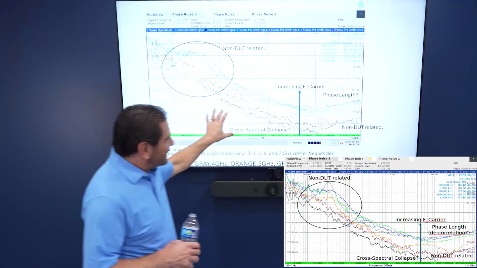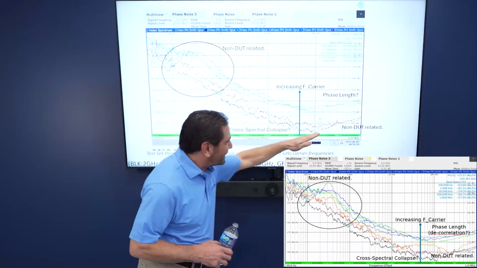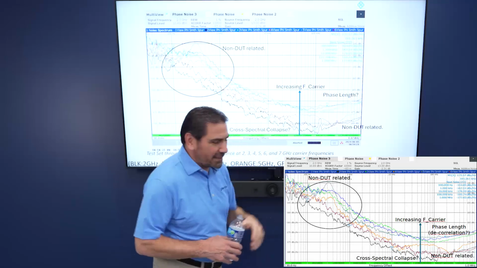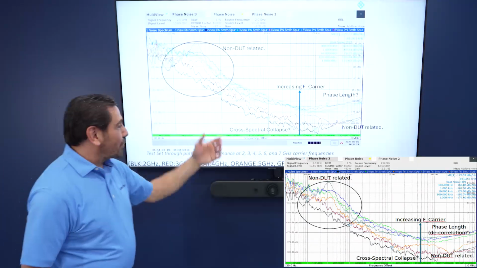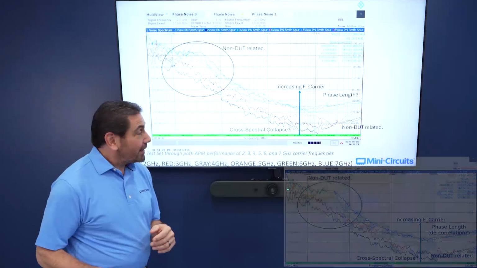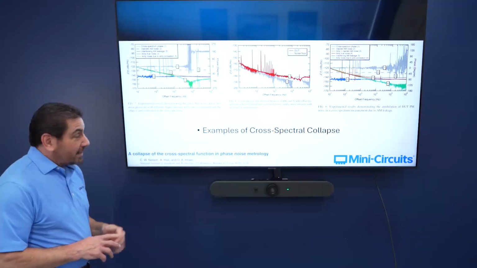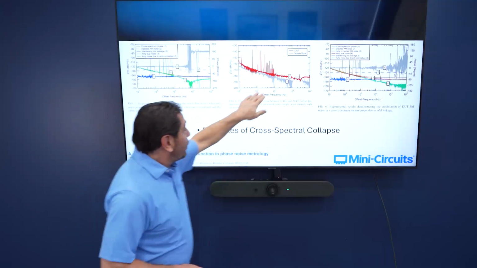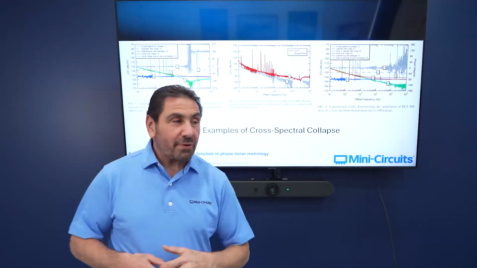And then you see some kind of strange things in the middle here. And what's going on? You got this deep valley here, is that real? This one has a hump that comes up. These don't look too bad. So what's all that? Well, it could be something called cross-spectral collapse. And this next slide, you can see the reference here, gives you 3 examples of some of the shapes one might expect if you're being influenced by cross-spectral collapse.